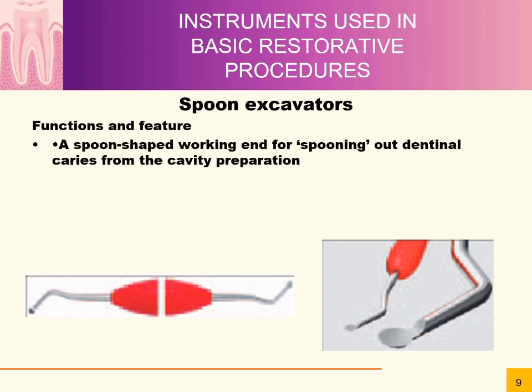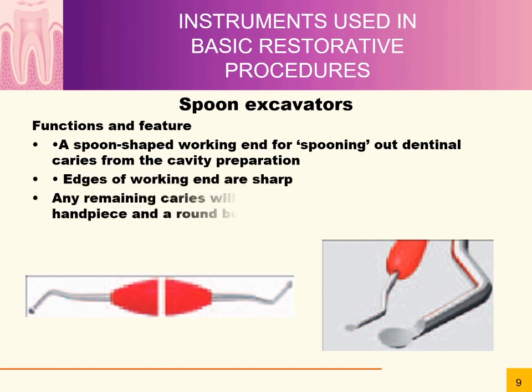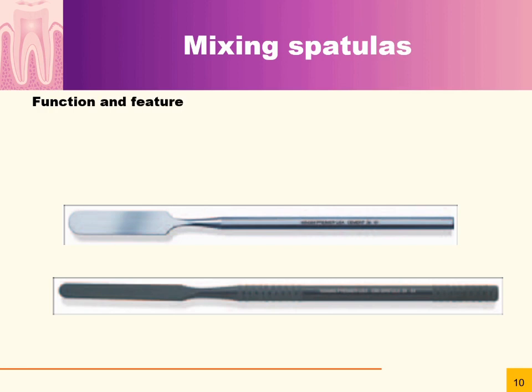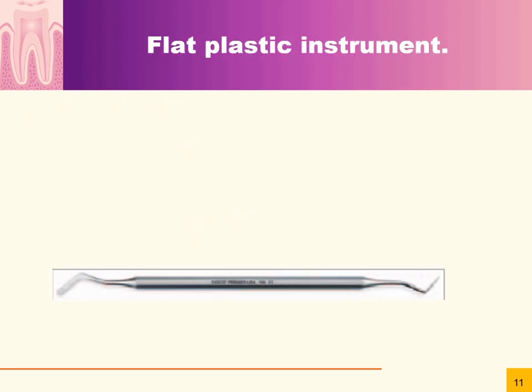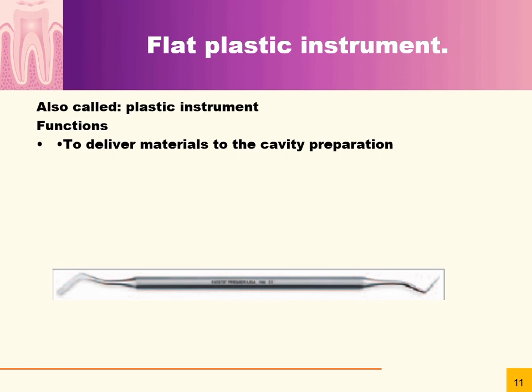Instruments used in basic restorative procedures. Spoon excavators. Functions and features: a spoon-shaped working end for spooning out dentinal caries from the cavity. Precaution: edges of working end are sharp. Any remaining caries will be removed with a conventional handpiece and a round burr. Mixing spatulas. Function and feature: used to mix dental materials. Anodized aluminium spatula will not stick to any composite materials or discolor materials.